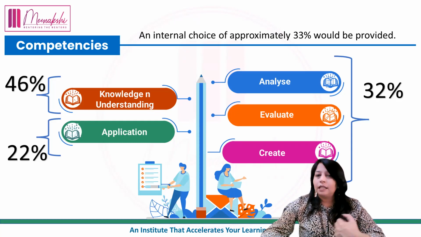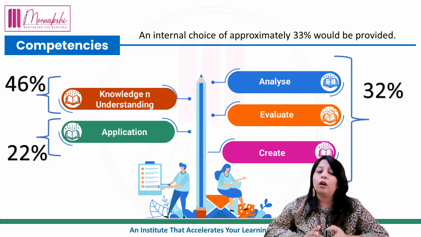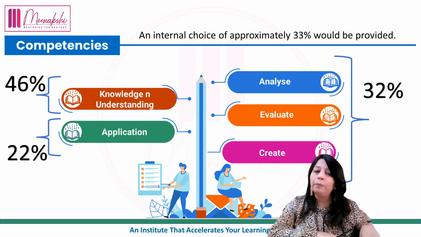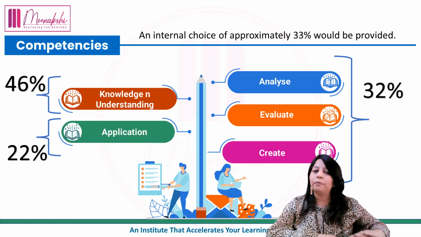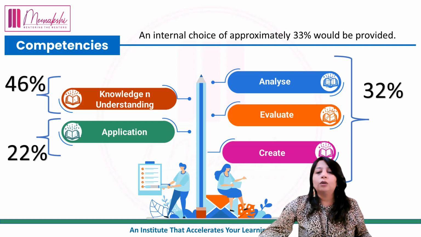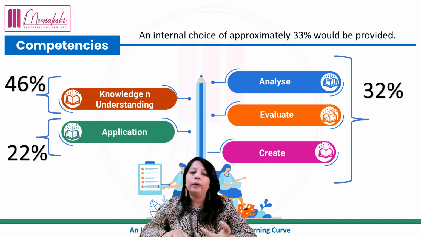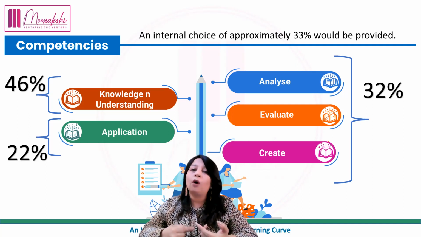46% of the paper, as we have just discussed, will be based on knowledge and understanding of the students for the given units, for the given topics that we have already discussed under the course structure. And 22% of this will be based on their application of this knowledge and understanding in real life situations. So this type of questions will be there. And 32% of the paper will be based on analysis, evaluation, and creation. We also call it analyzing, evaluating, and creating, the HOTS, that is higher order thinking skills.